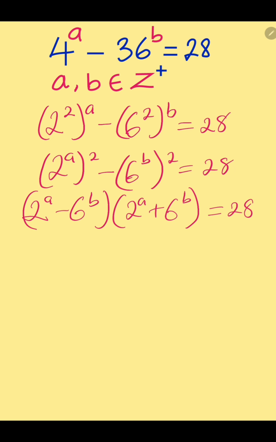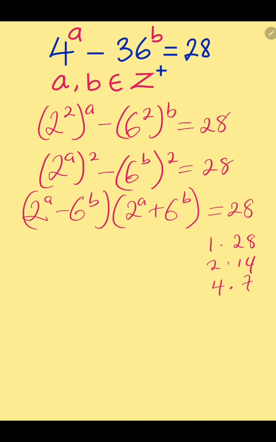But you know that 28 is the same thing as 1 times 28. 28 is also the same thing as 2 times 14. 28 can also be the same thing as 4 times 7. Am I right? But we know that a and b should be elements of the positive integers, isn't it? So we have to choose the best number to use here.